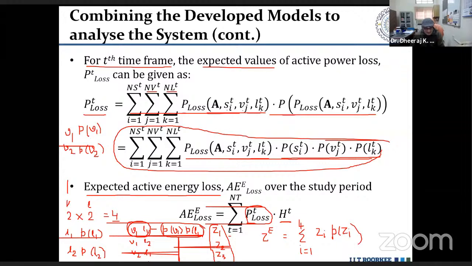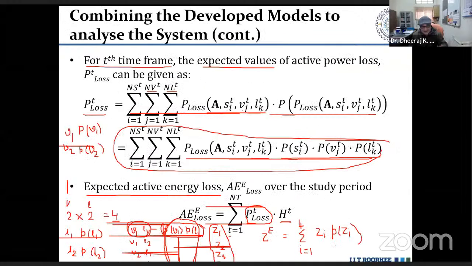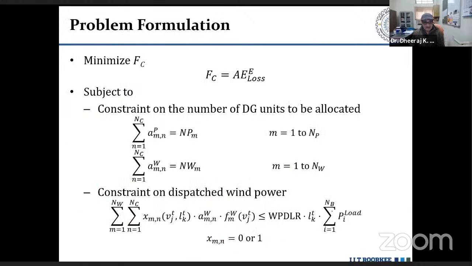These values are basically the probabilities of Zi. So this concept is used here. Here we have 3 random variables. So this is how we will compute the active power losses, considering the variation in solar radiation, wind speed, and load. So now we are ready with our problem formulation.